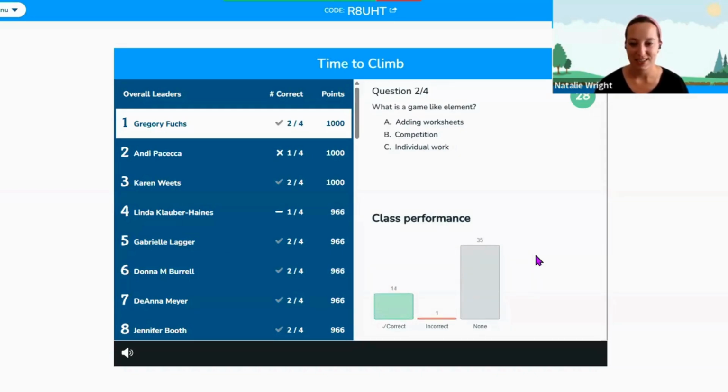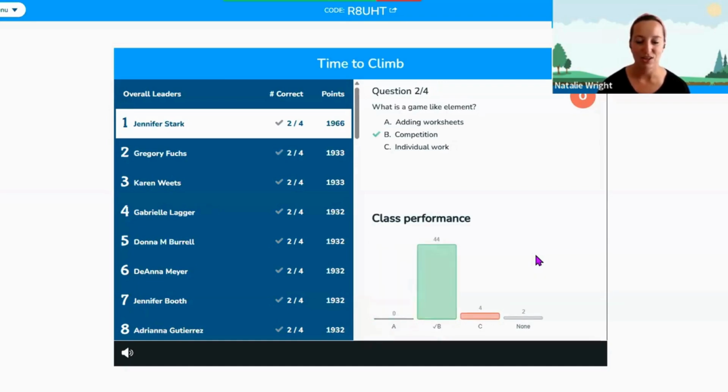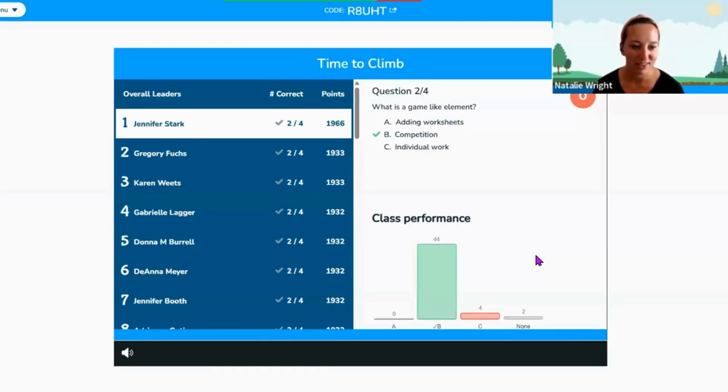just excited and motivated to be there. Next question: a game-like element, adding worksheets, competition, or individual work. A game-like element. Yes, see, you guys are awesome. I'm loving how we can see how we've improved. So game-like elements: your points, your competition, your teamwork, your leaderboard. Those are game-like elements we can add into our lessons. Nice job. Okay, looks like we got Jennifer in first place.